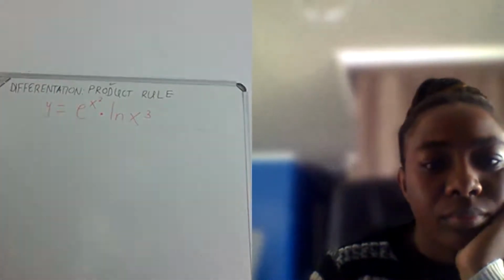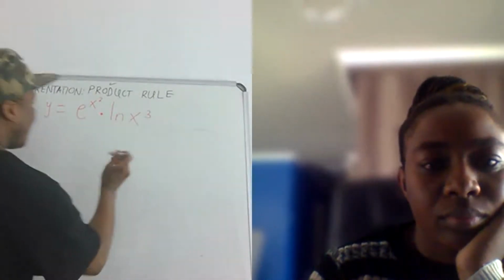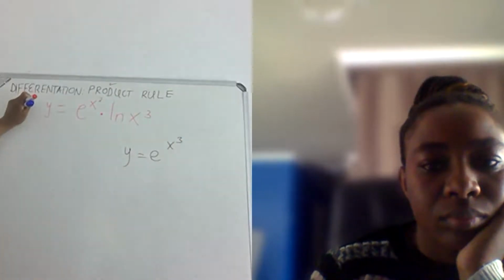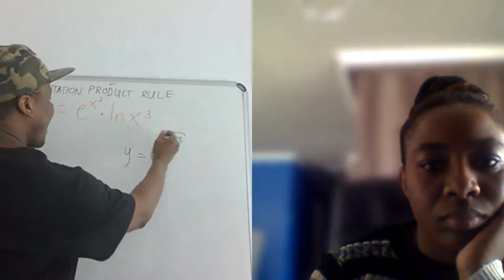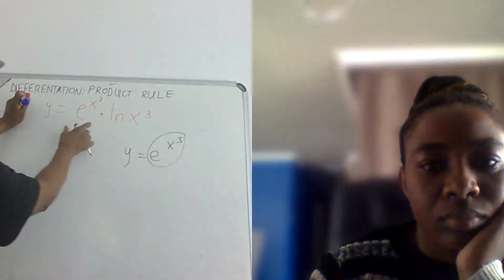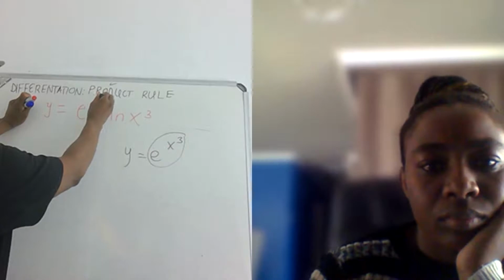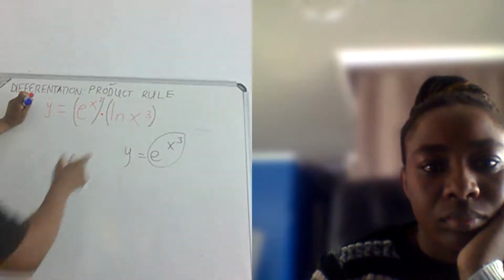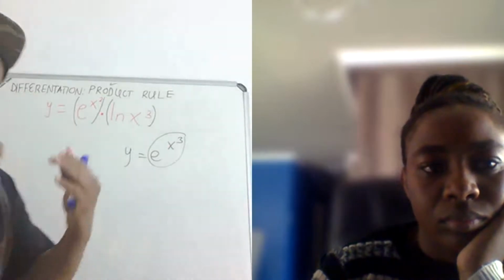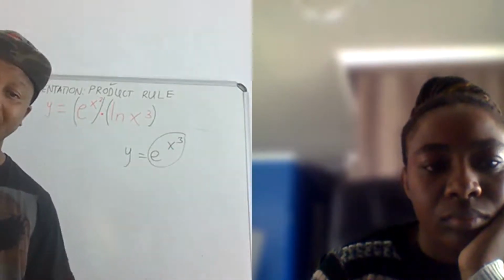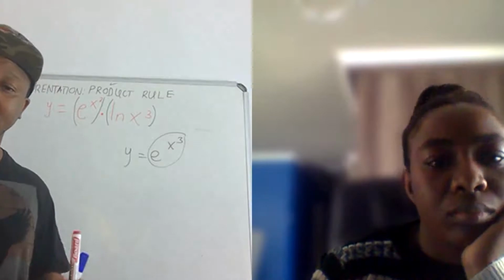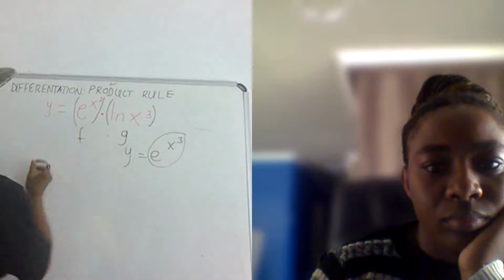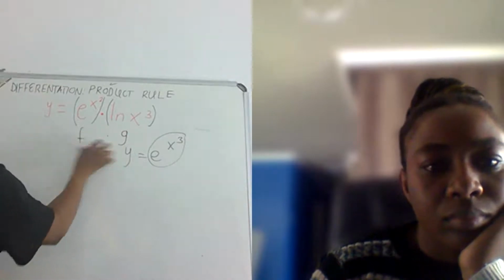Before, if you had something like y equals e^(x cubed) and they say differentiate, this is easy because you don't have a product of two functions. But here you have e to the power of something, which is the first function, and this is another function. That's what we say is a product. We have to use the product rule. Do you understand that? So this is f and this is g. We call it f and g, and we want to differentiate f times g.